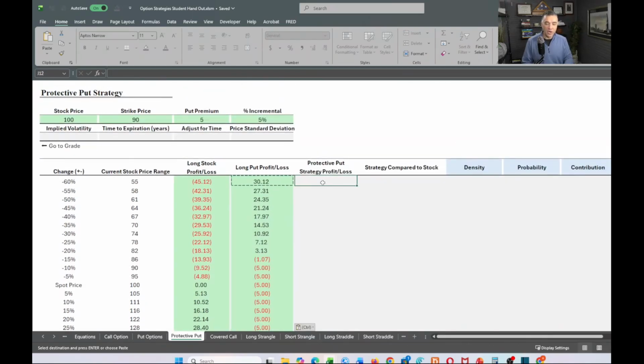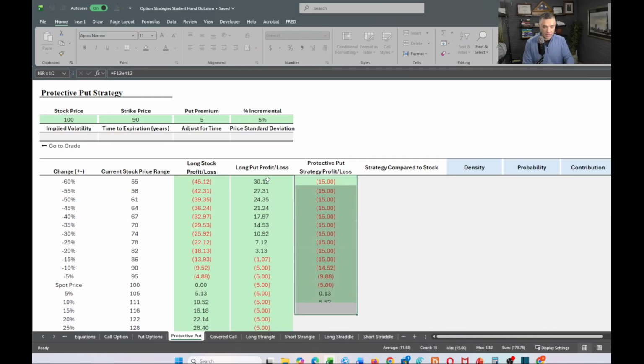Okay, next part, we want to know what the strategy payoff is here. So the payoff is, that's my strat. If I bought the stock, that's how much I make if the stock drops to 55. Plus, this is what I make on the put. So 15. Let's drag that down. You notice we're capped at 15. We're going to lose nothing more than 15. Let's go all the way down.